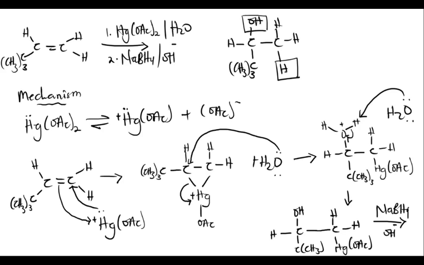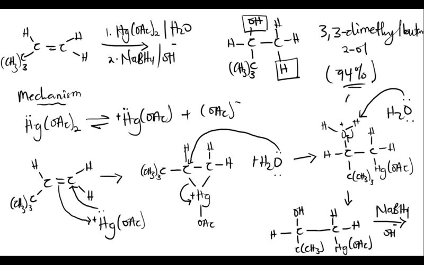The name of this product is 3,3-dimethylbutan-2-ol. And the yield for this reaction is 94%. So this is a very good yield. Whenever you perform an experiment and you get a yield such as 94%, that is actually a very good yield for you to continue with your experiment.